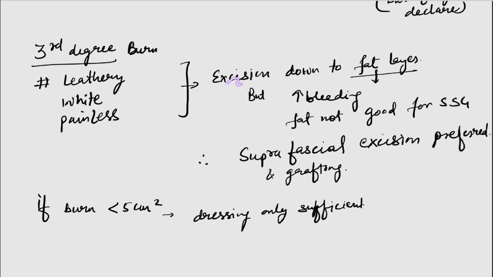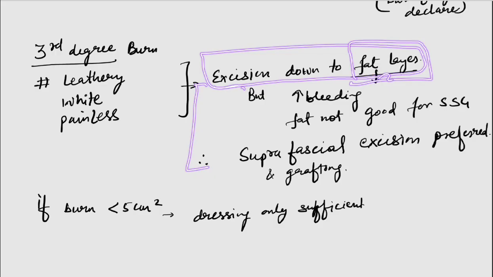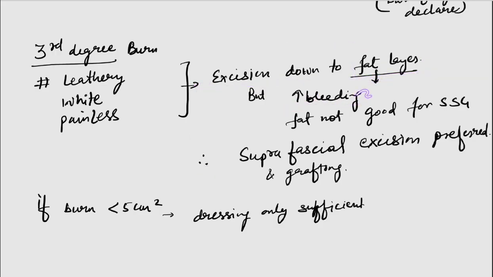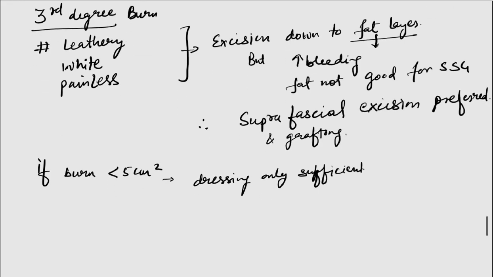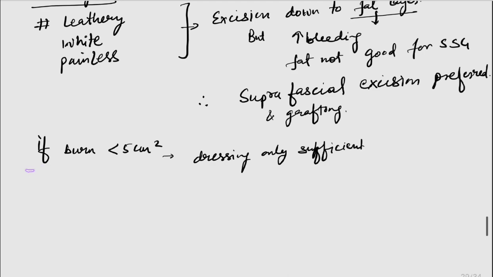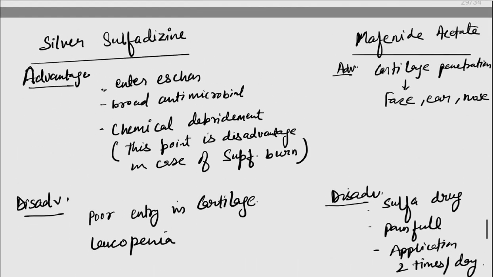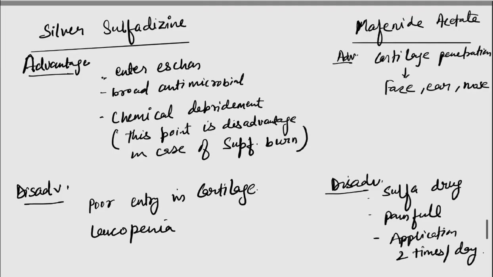Here there are two approaches. One, we can do excision down to the fat layer, but if we do excision till the fat layer, there are chances of more bleeding, and fat is not a good layer for SSG. Therefore it is advised to do suprafascial excision and grafting is done. If the fascia is present, the chances of graft uptake are more. But if the third degree burn has less than 5 cm square area, only dressing is sufficient and it will heal by secondary intention.